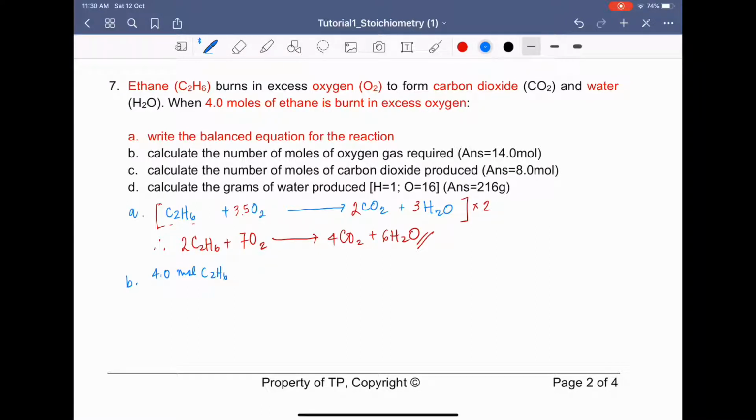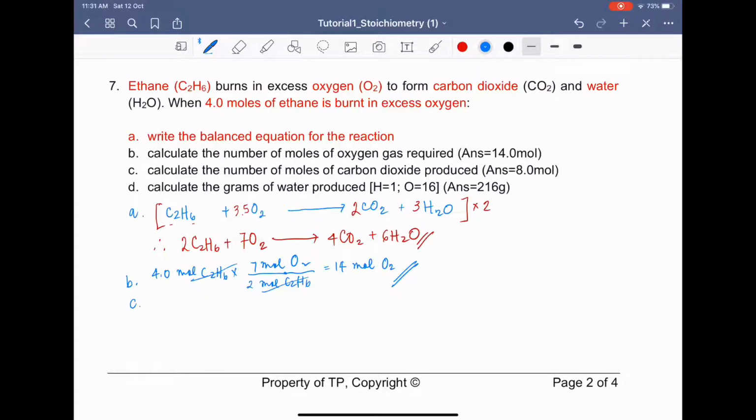Letter B, calculate the number of moles of oxygen gas. So 4 moles of C2H6 divided by 2 moles of C2H6. Then we have 7 moles of oxygen. Remember, we have 2 moles and 7. So it's equal to 14 mole of oxygen. 2 C2H6 and 7 O2.